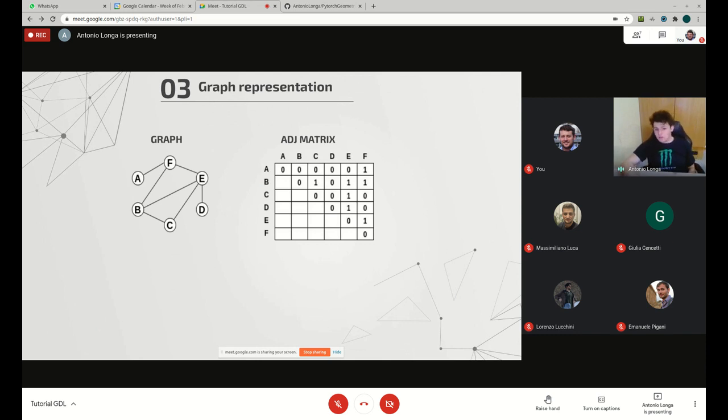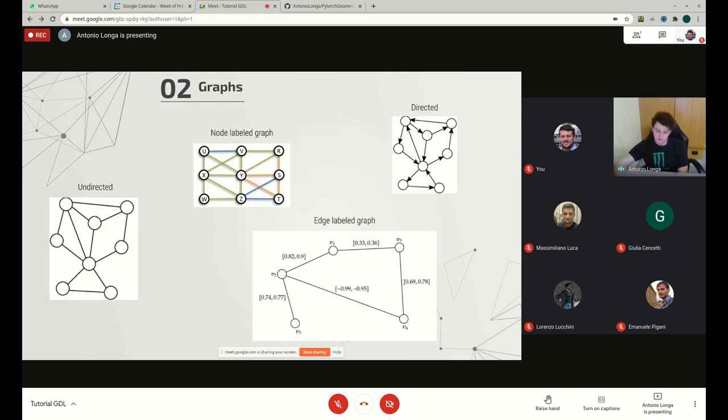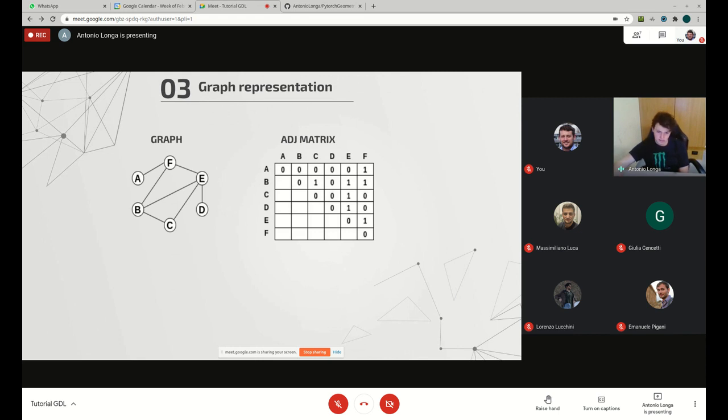Talking about graph representation, a graph can be represented with an adjacency matrix. What does it mean? If the graph has, say, 6 nodes, like in this example, we have a 6 by 6 matrix in which the element in position ij is 1 if there is an edge in the graph, and 0 otherwise. In this case, we have an undirected graph, so the adjacency matrix is symmetric.